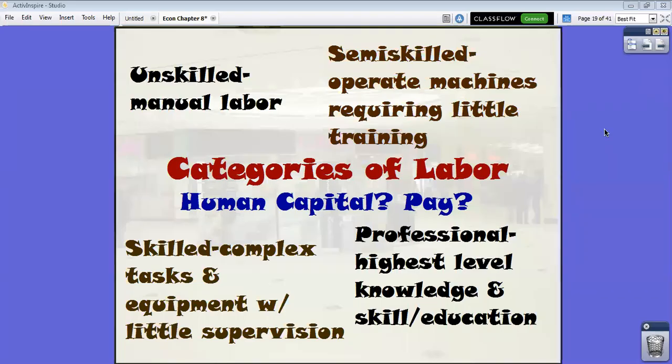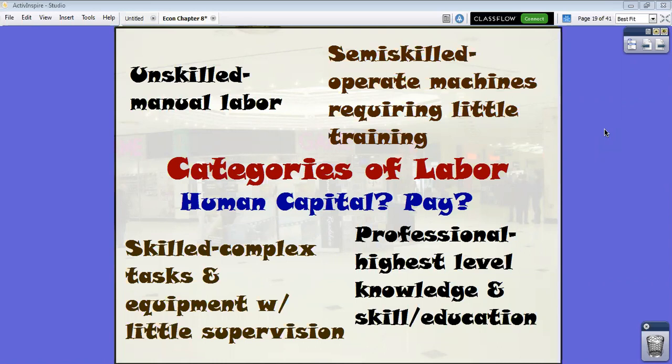So today we're going to finish up with our notes on chapter 8, and we'll look at sections 3 and 4 together since both were rather short. So let's first talk about the different categories of labor. There are 4 types of labor that we're going to be looking at: unskilled, semi-skilled, skilled, and professional.